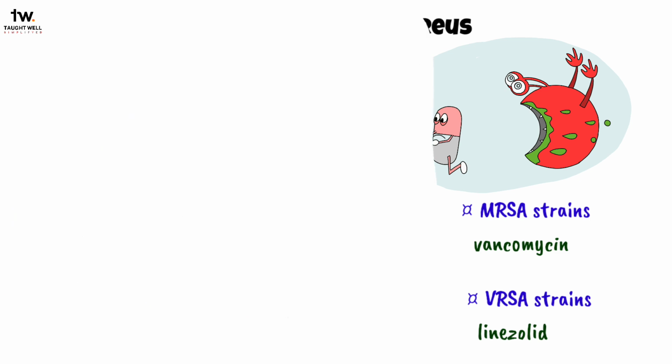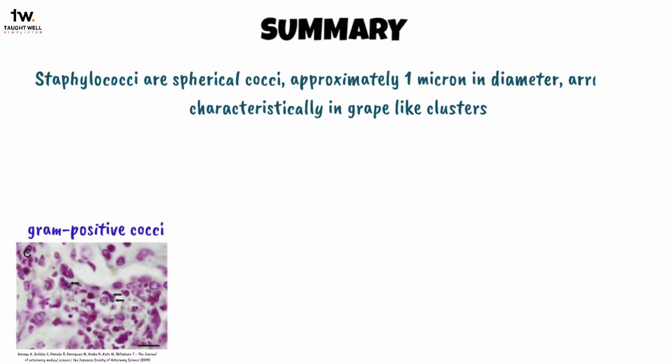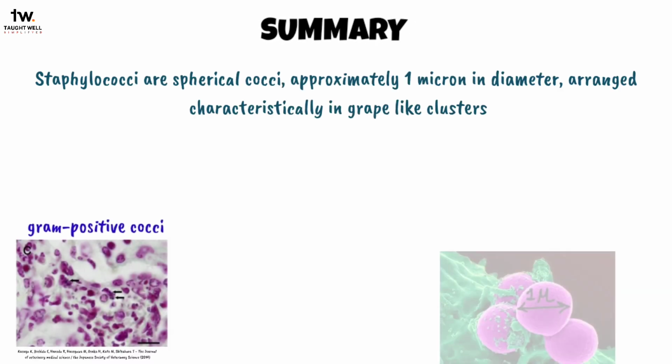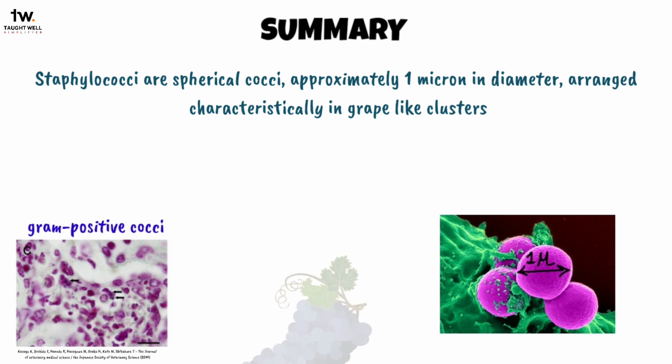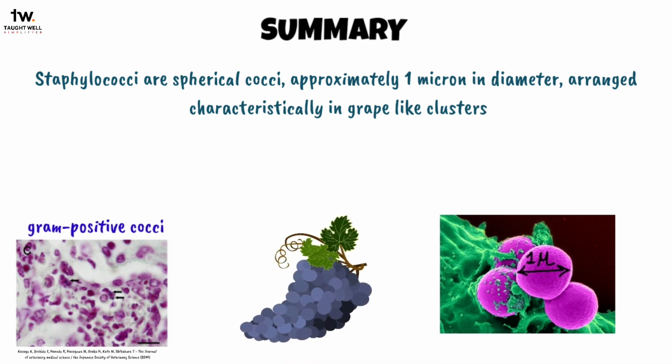Alright, that's it for this video. Let's do a quick recap. Staphylococci are spherical cocci, approximately 1 micron in diameter, arranged characteristically in grape-like clusters. They are non-motile and do not form spores.